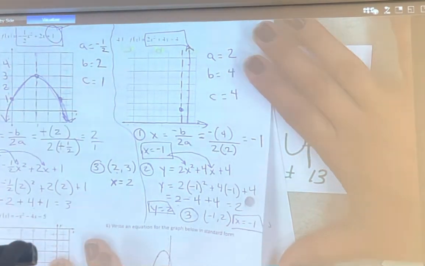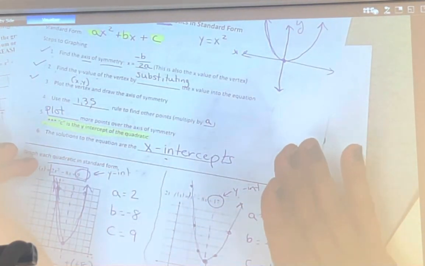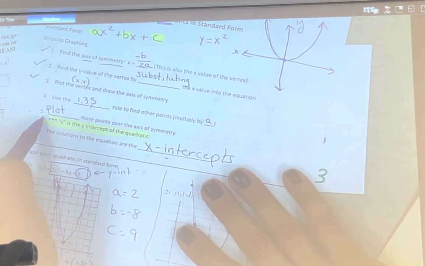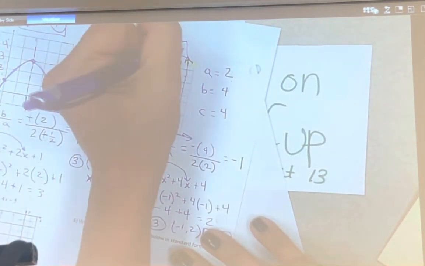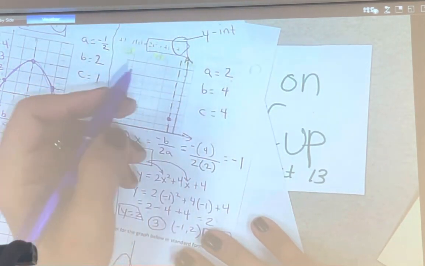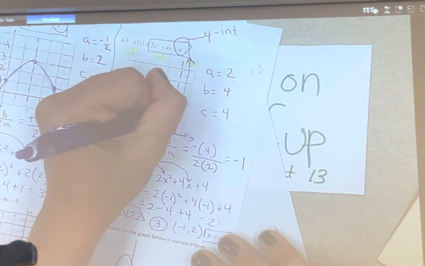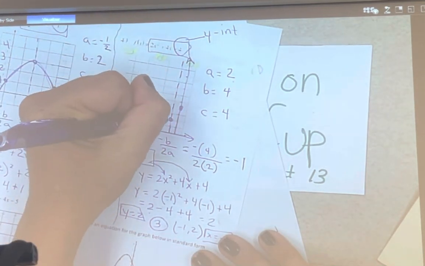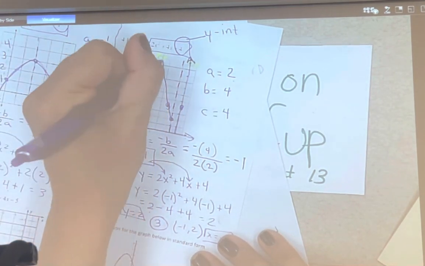And what else? Let's see. Step 4, use the 1, 3, 5. Nah, I don't use that unless I have to, because then I can plot more points over the axis of symmetry. I can do the y-intercept, right? Because the y-intercept is what? 4. C, so 1, 2, 3, 4. And I can do the same thing on the other side. So that's good enough for me.